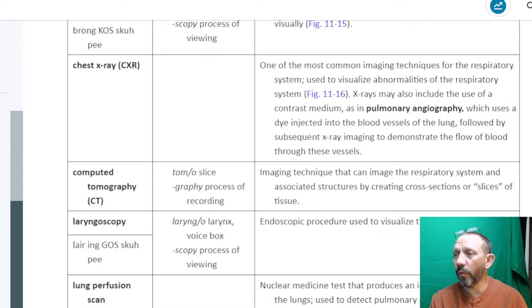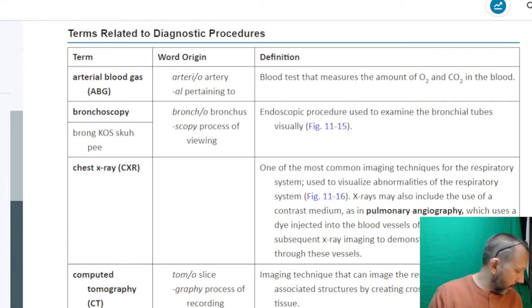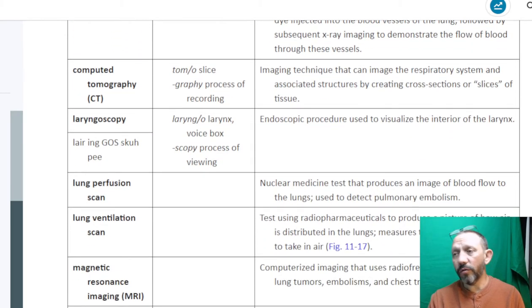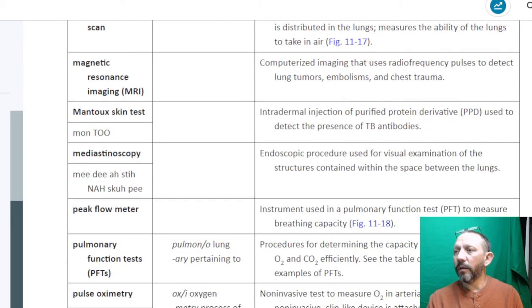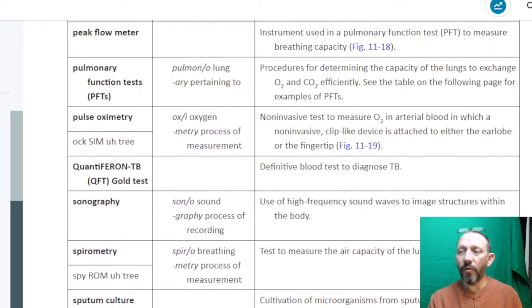Some other interesting words. Arterial blood gas. You guys will be taking that. If any of you decide to go into respiratory therapy, you'll be definitely taking people's arterial blood gas. You have to take arterial blood, and they measure the amount of oxygen that your body is transporting. Bronchoscopy, looking down the side. You don't do that when you're awake. Okay, chest X-rays, you can do those when you're awake. Lung perfusion scans, MRI, peak flow meters. You can buy a peak flow meter or a spirometer.